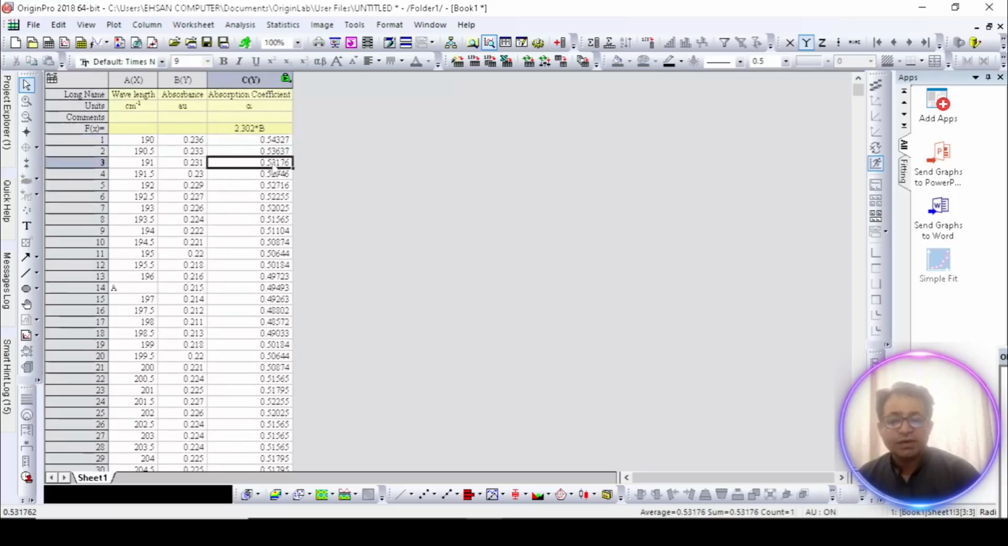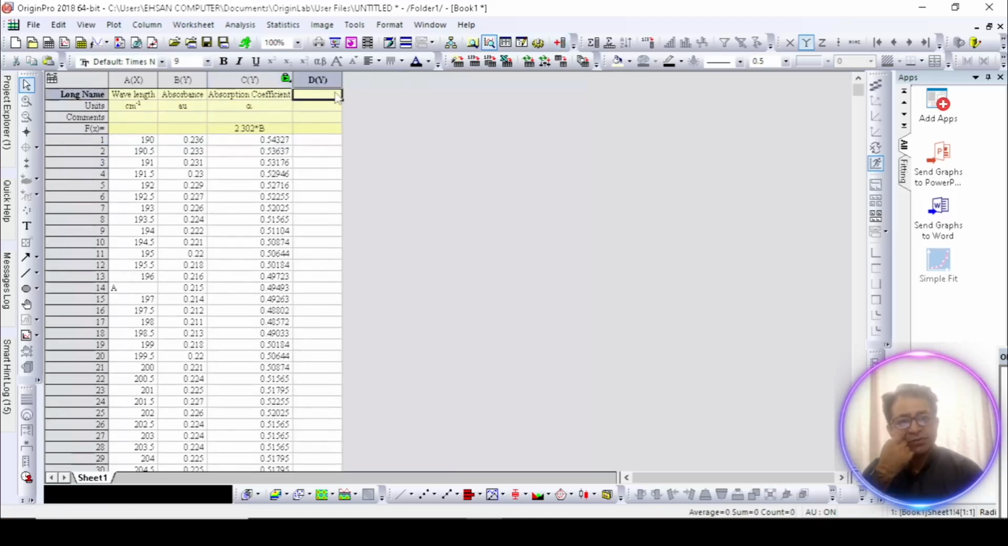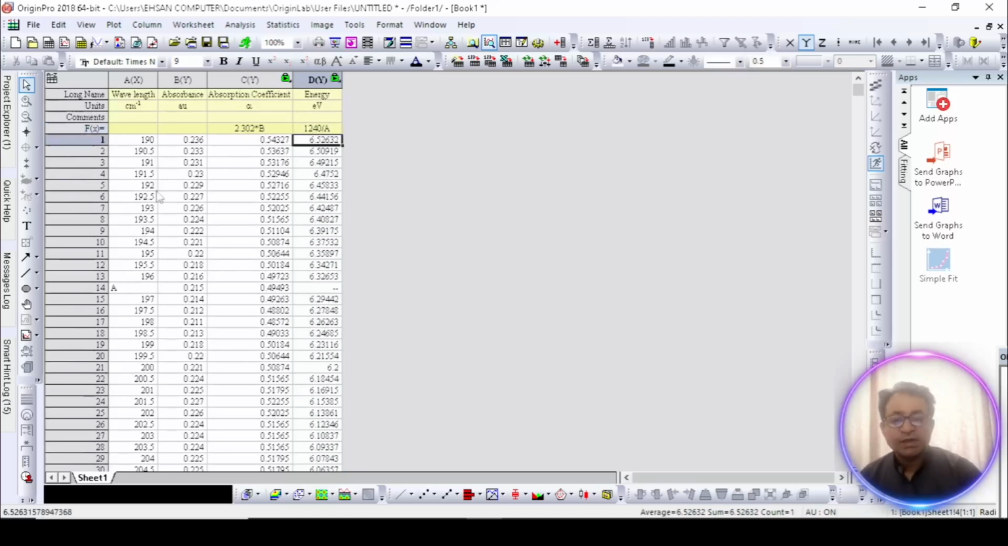Okay, now as we calculated the absorption coefficient, now we will calculate the value of energy. We already know that energy is equal to h nu or hc over lambda. The formula we got was 1240 divided by lambda, in electron volt. So energy is 1240 over lambda. The value of lambda is in column A, so we will write column A over here.